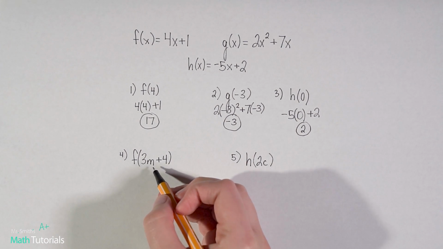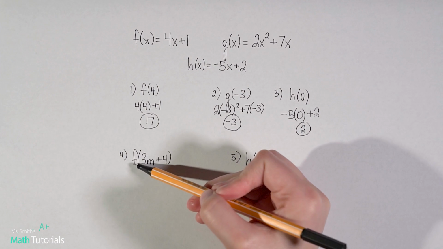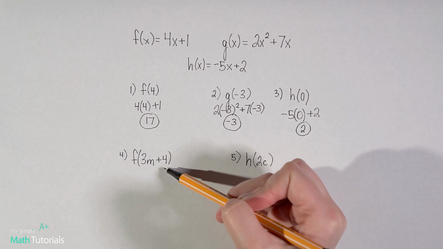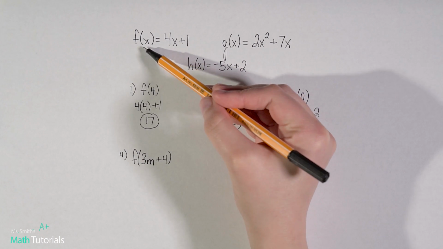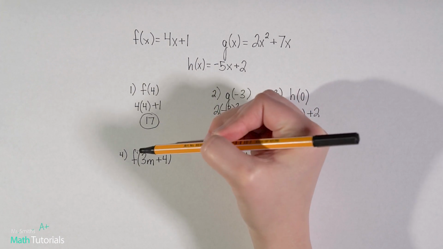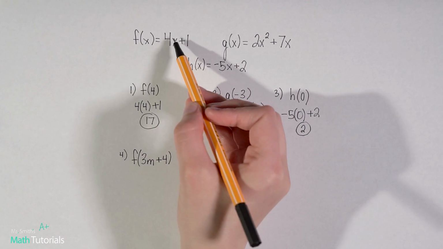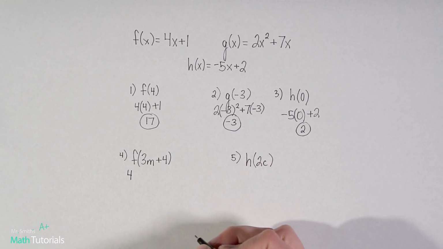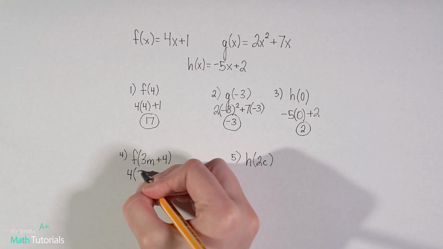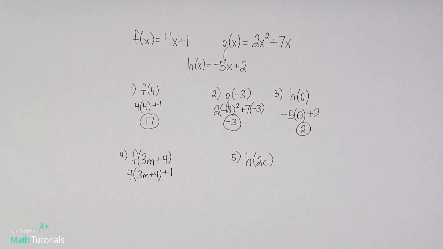All right, now number 4, this one looks a little different, but it's the same process. So it's saying f of 3m plus 4. And so 3m plus 4 is in the place of x. So I'm going to be using this equation with the f. All right, and everywhere I see an x, like right there, I'm going to be putting in 3m plus 4. So 4 times x, but instead of x, I'm writing 3m plus 4, plus 1.